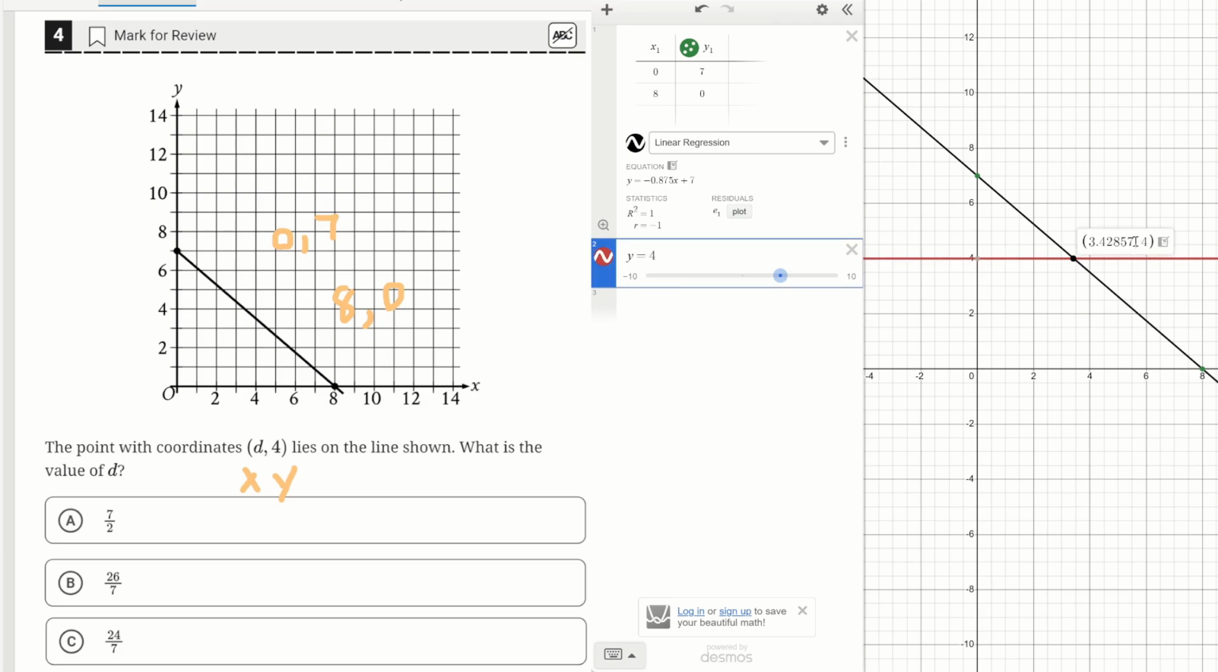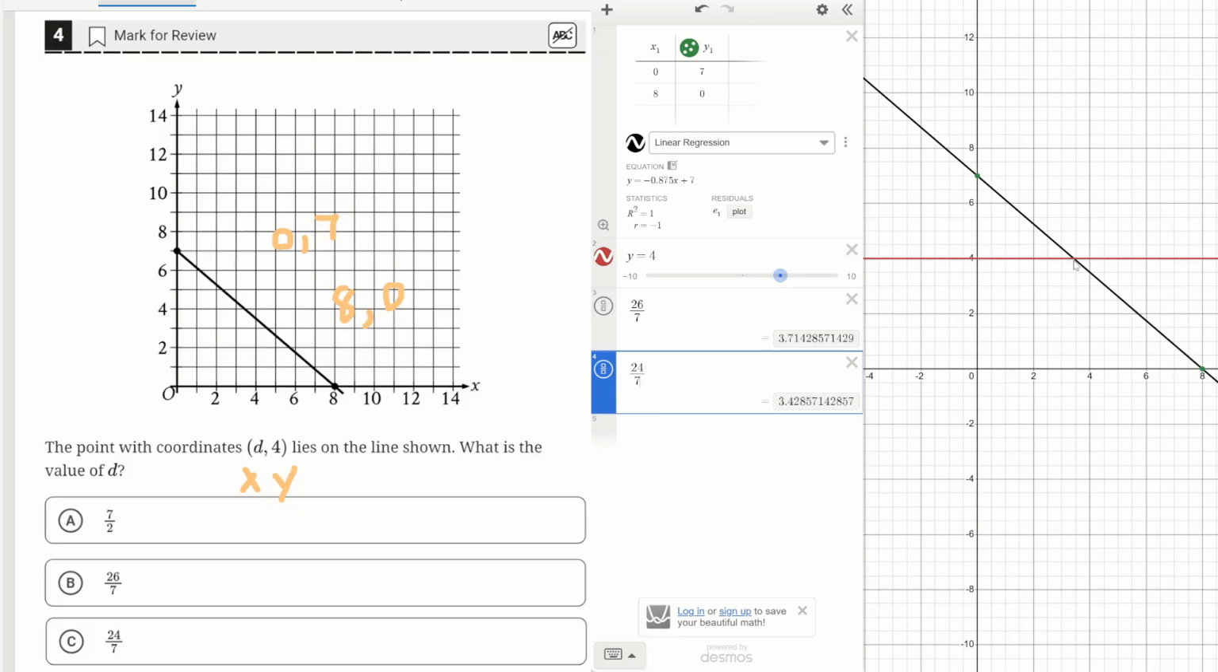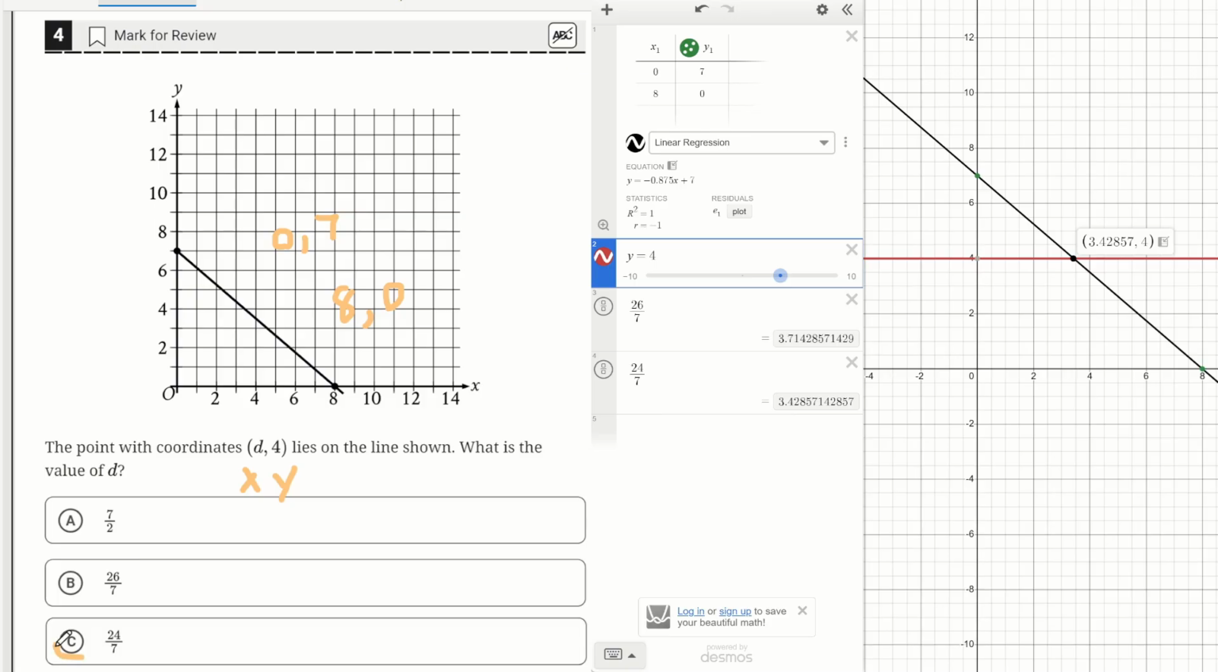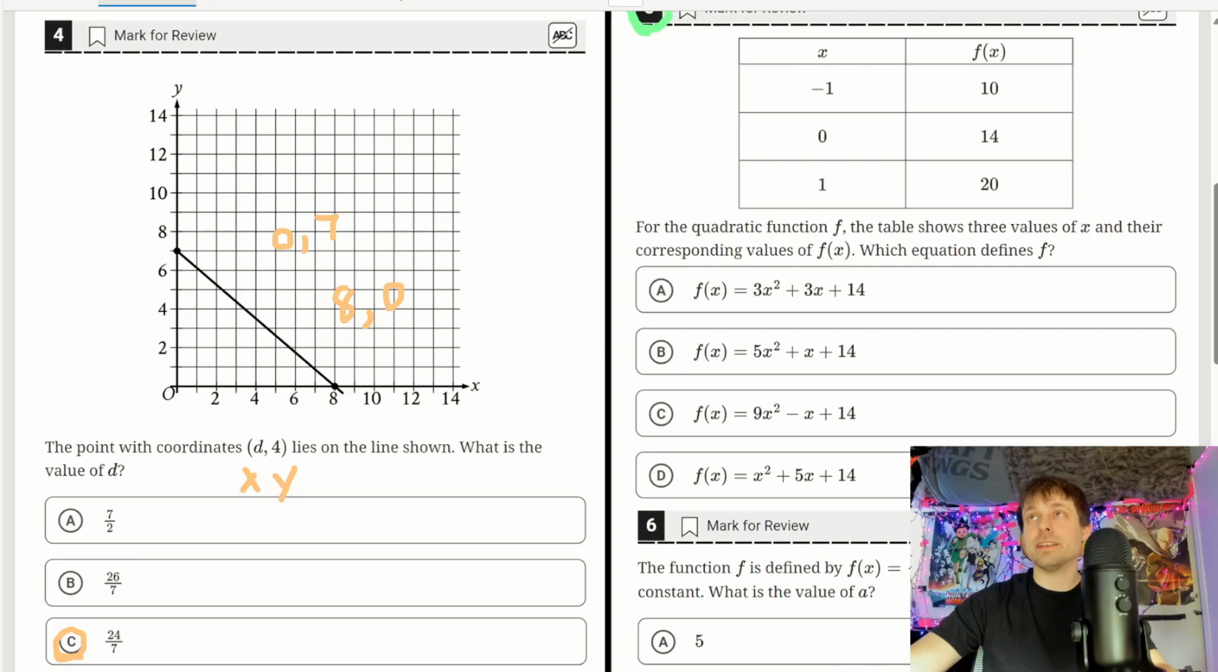It's going to be whatever this is for our x. So let's go ahead and type in some of these fractions here. 26 over 7. Does that get us there? No, it's a little bit different. What about 24 over 7? And I think that's exactly it. Okay, so our answer is going to be C here. So these ones, you never want to try to guess. It kind of looked like it might have been 3.5, but it is a little bit different. Plug in your line, get your function, get your exact decimal.